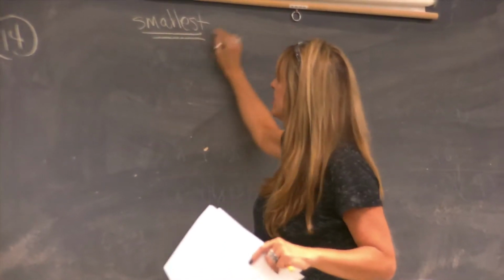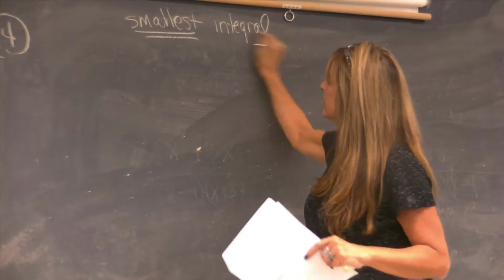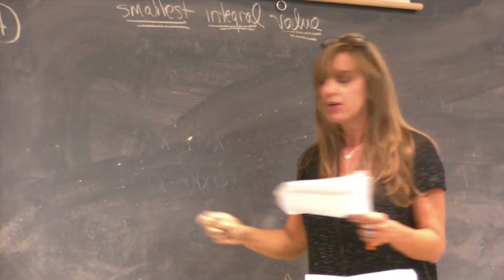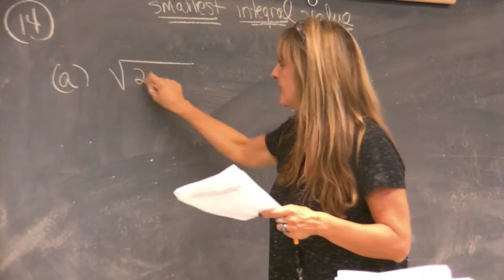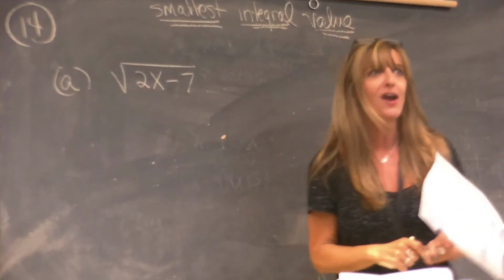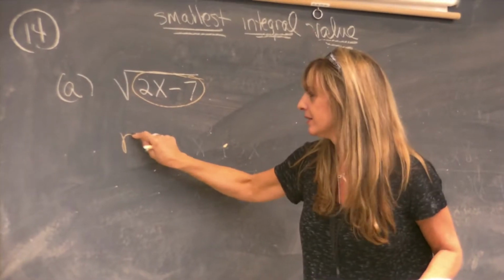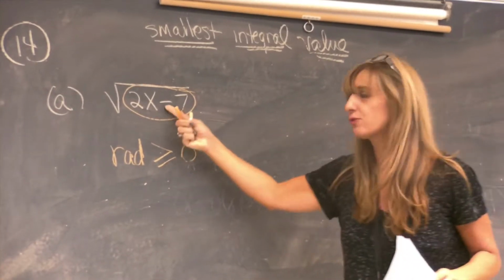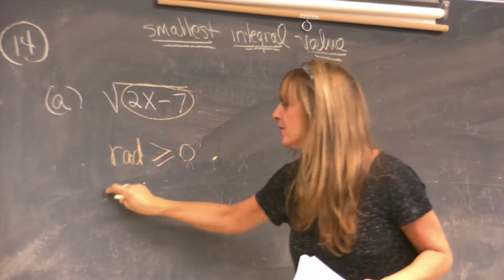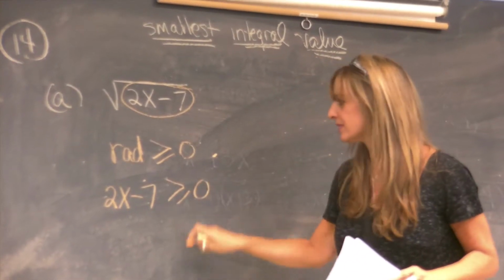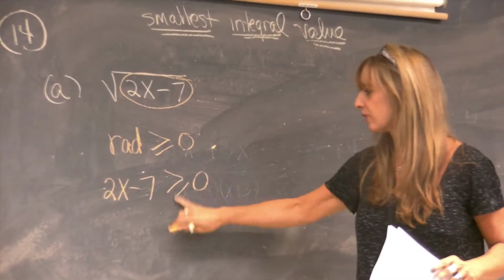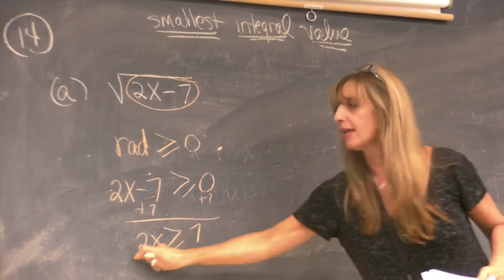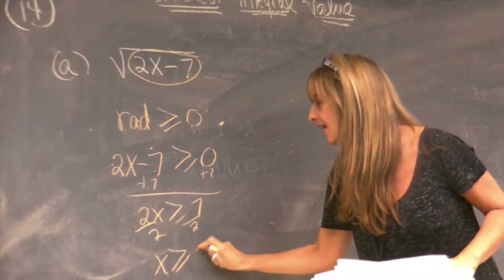On our last quiz, we all know that this is an integer in the domain. We want the smallest integer in the domain. So let's do A. I want to find the domain of the square root of 2x minus 7. I take the radicand and I set it greater than or equal to 0. Because that's all I could put under a radical, an even index radical. So 2x minus 7 is greater than or equal to 0. Add 7 to both sides. Divide by 2. And I get 3.5.